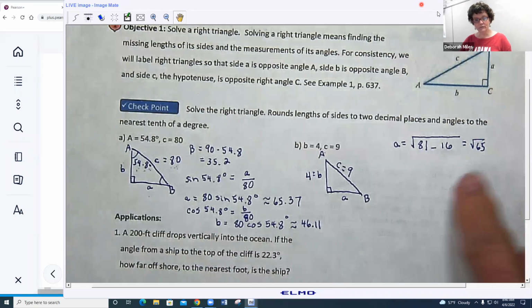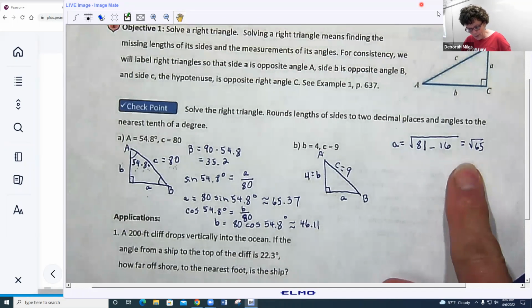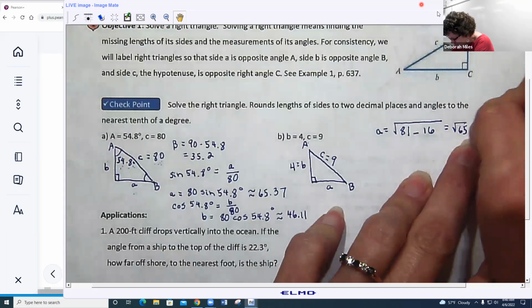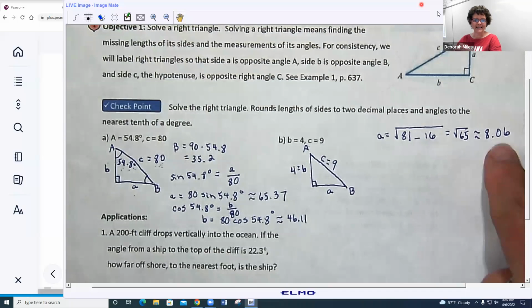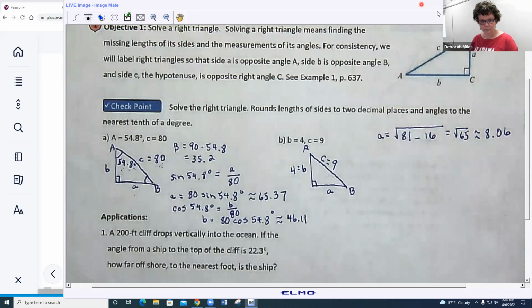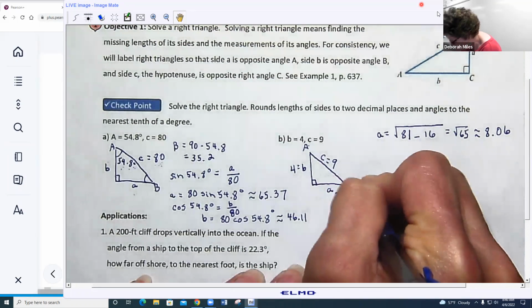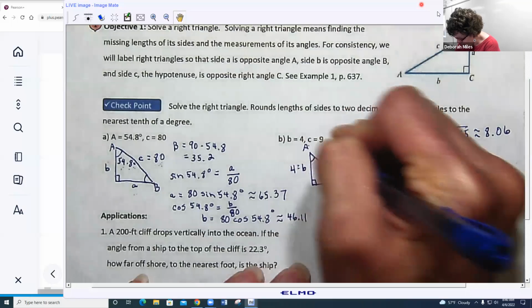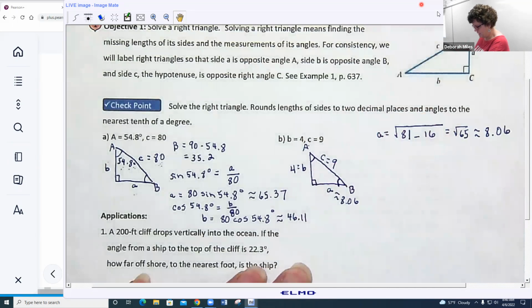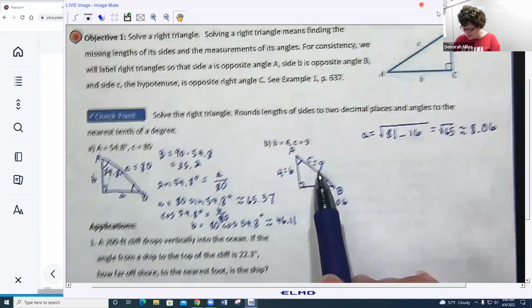Now we could use square root of 65 in some other calculations if we needed to, because we haven't rounded that. It's still an exact answer. But once we get approximately 8.06, we wouldn't want to use 8.06 in any other calculation. A is about 8.06. So we need angle A and angle B, as well as all three sides.